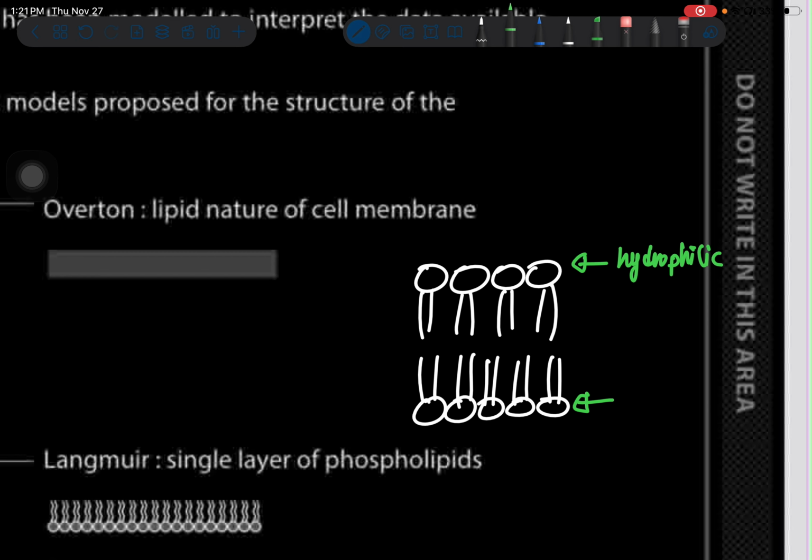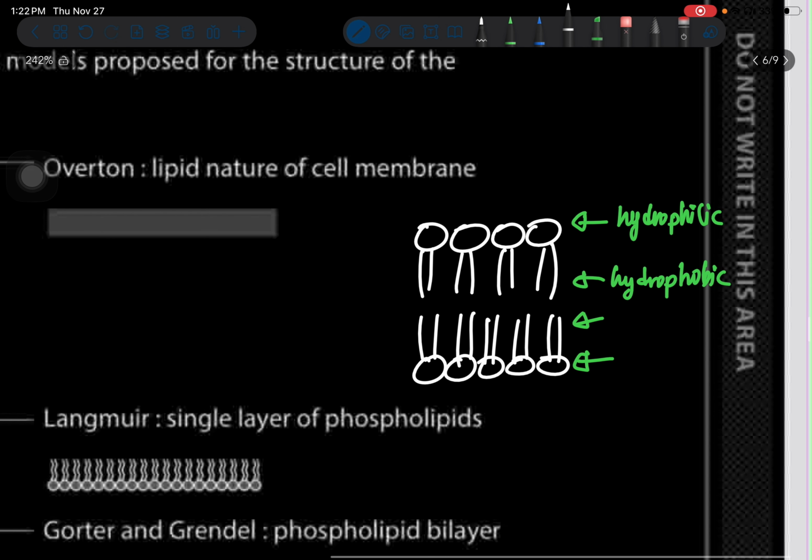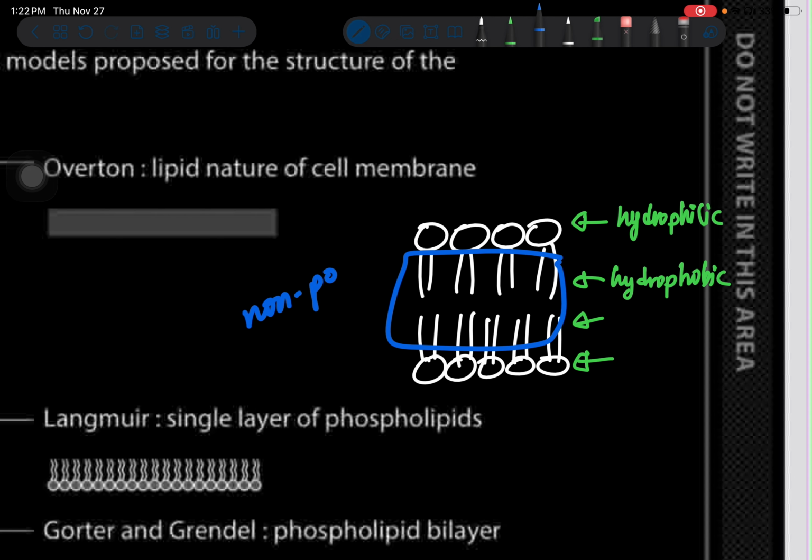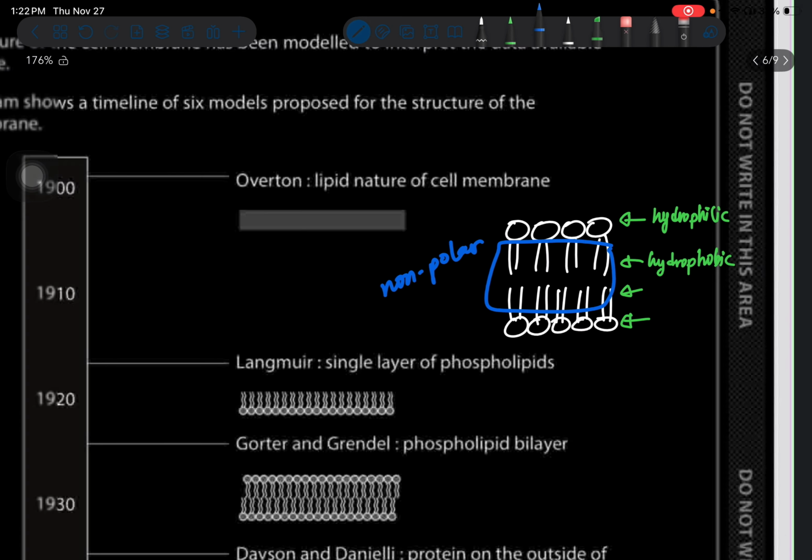These heads, or the phosphate heads as we call them, are hydrophilic, which means they have an affinity towards water. And these tails are hydrophobic. So they basically run away from any aqueous environment. Similarly, these tails are non-polar in nature, which means they will not allow a polar solute to pass through. That's basically because a polar solute will not be able to bind with the non-polar lipid tails. Hence, it will not be able to pass through the membrane.